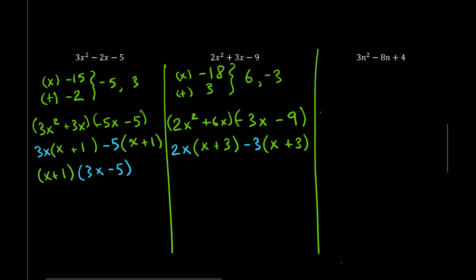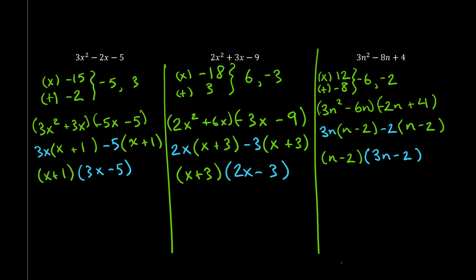And you'll notice that once I've factored by grouping, I have a common factor of x plus 3 in both terms. So that's what I'm going to take out. I'm going to factor out that x plus 3. And what I'm left with is a 2x minus 3. And that is fully factored. So go ahead and pause the video, try the last one out yourself, and we'll see how you did. All right, so as a final answer, I get n minus 2 and 3n minus 2 as the two different factors, so make sure that you can get that.